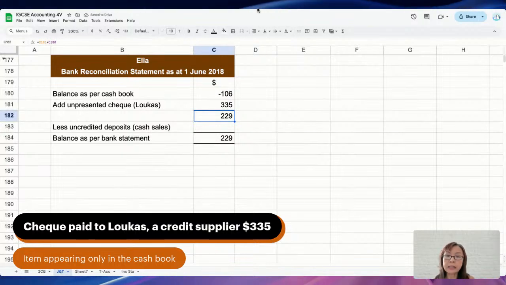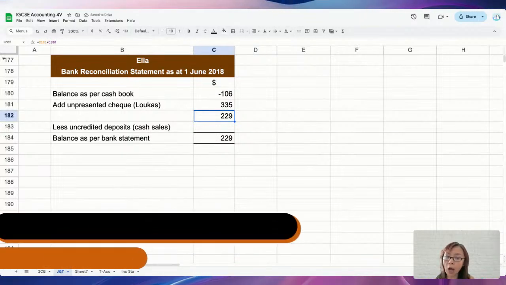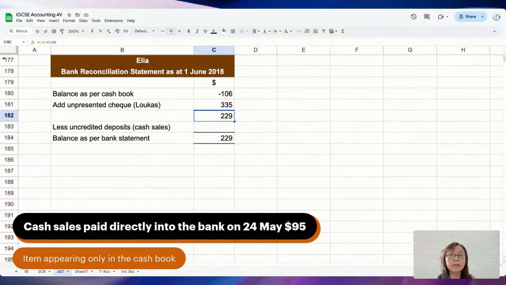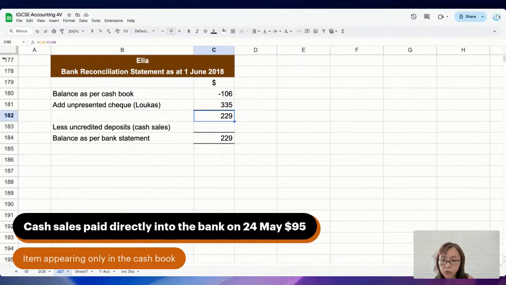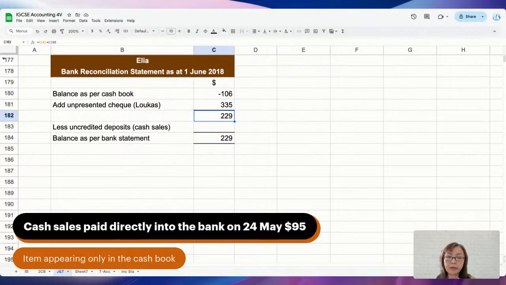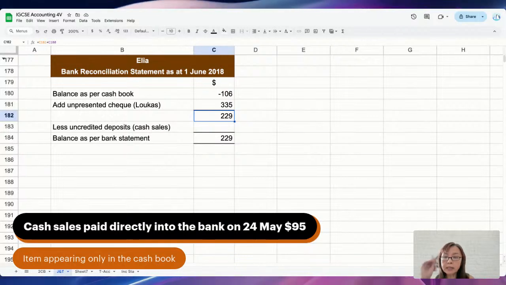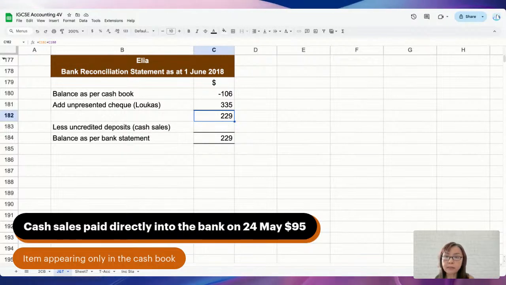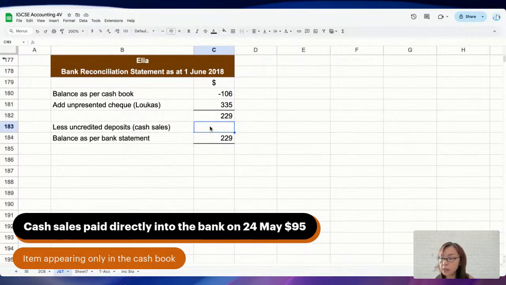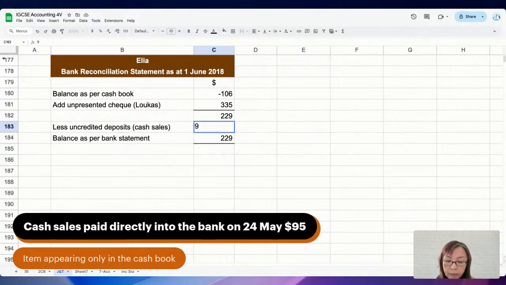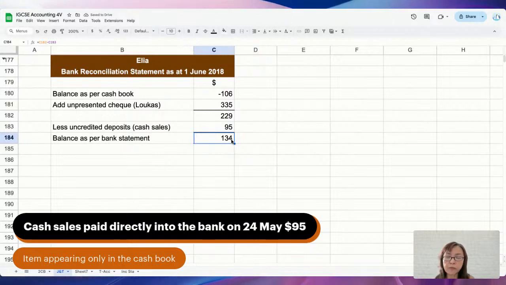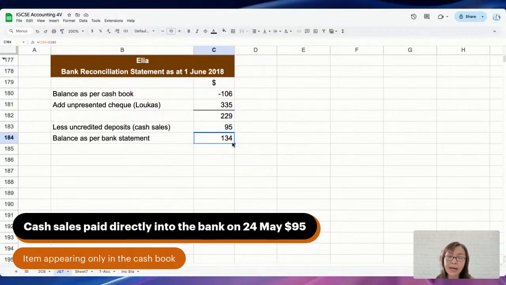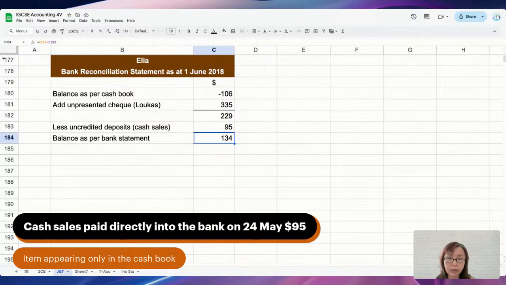All right. And then the next thing that we also found out is in our cash book, which is correct, but the bank statement does not show it, which is a cash sale paid directly into the bank, which is 95. So there is an uncredited deposit. So we need to less that out, right? So it's an amount of 95. All right, so after this adjustment, we found out that the balance is 134.